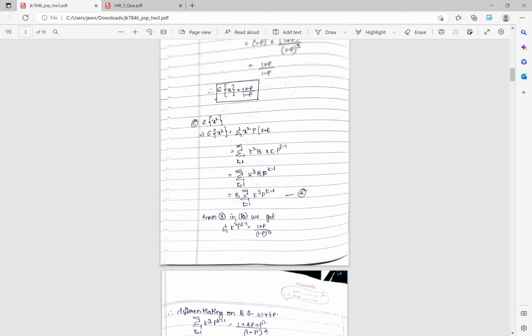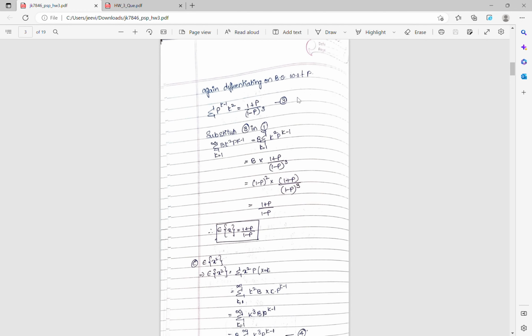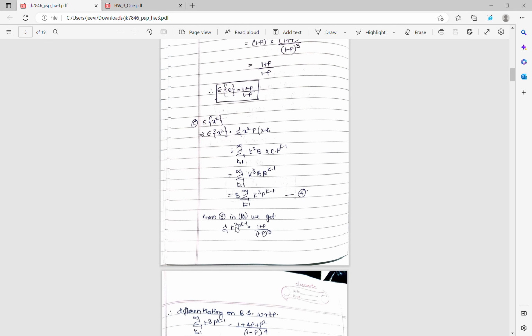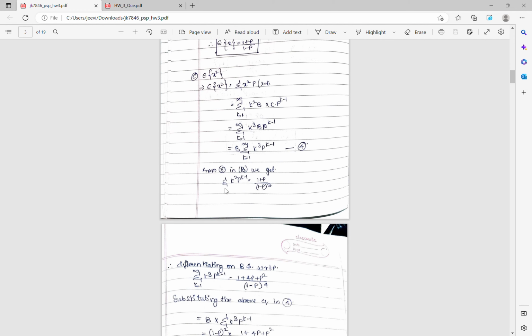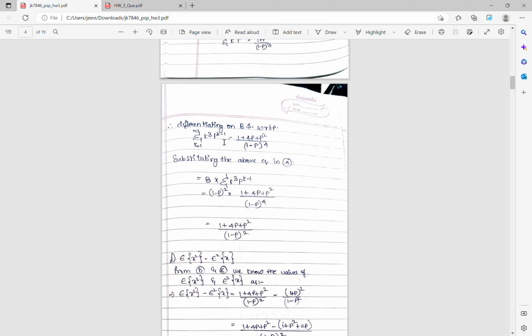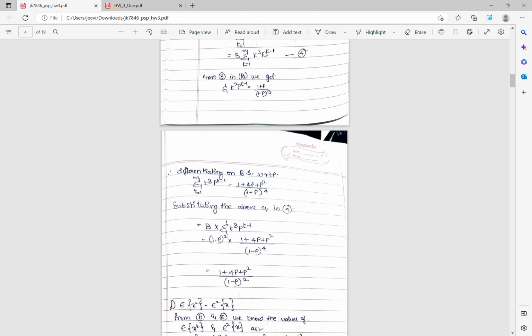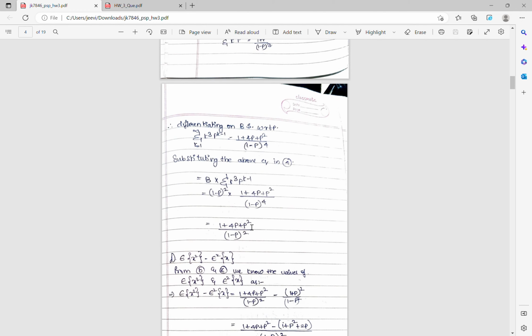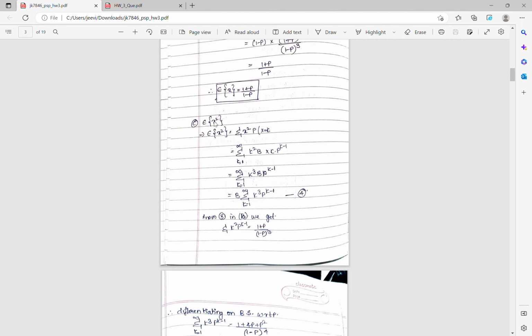Now, from the third equation in b, that is from this equation, we already know that summation k square p power k minus 1 is equal to (1 plus p) by (1 minus p) whole cube. Now, if we differentiate on both sides with respect to p, we will get this value, which is our required value, that is summation k equals 1 to infinity of k cube into p power k minus 1 is equal to (1 plus 4p plus p square) by (1 minus p) power 4. Now, substituting this value in the above equation 4, we will get the value as (1 plus 4p plus p square) by (1 minus p) whole square, which is the required value for E of X square.